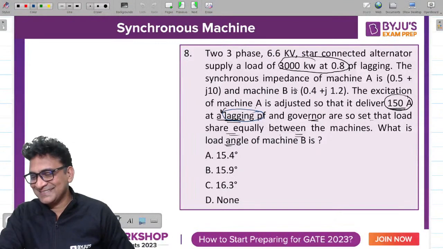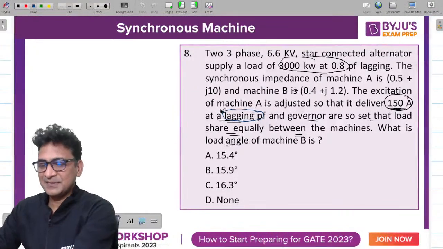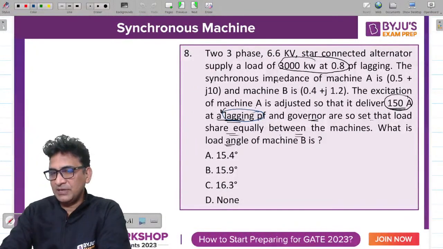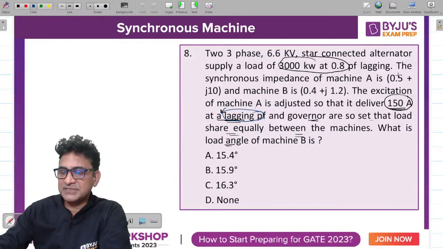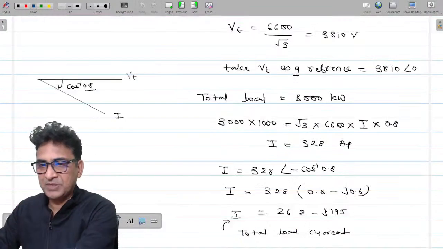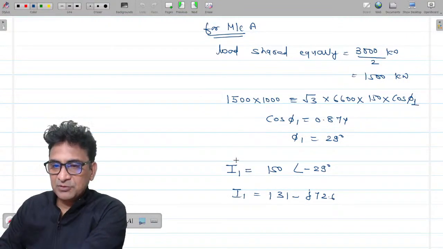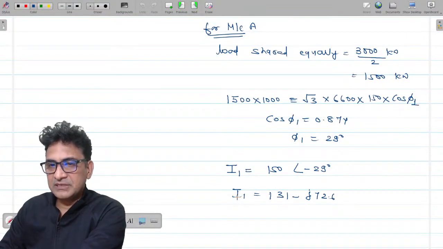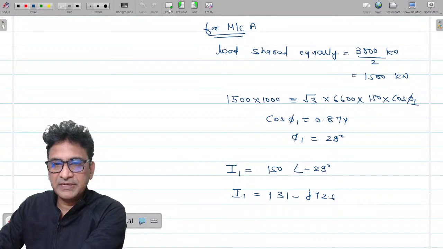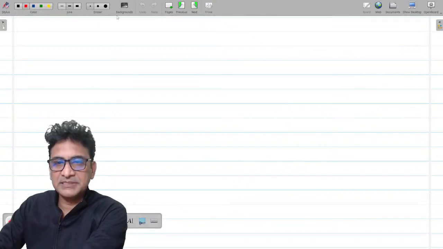Is it clear? So that formula is applicable only if the armature resistance is neglected, but here the armature resistance of both machines is given. For machine A it is 0.5 and for machine B it is 0.4. See, we know the total current and we know the current supplied by machine A. So we can find out the current supplied by machine B.